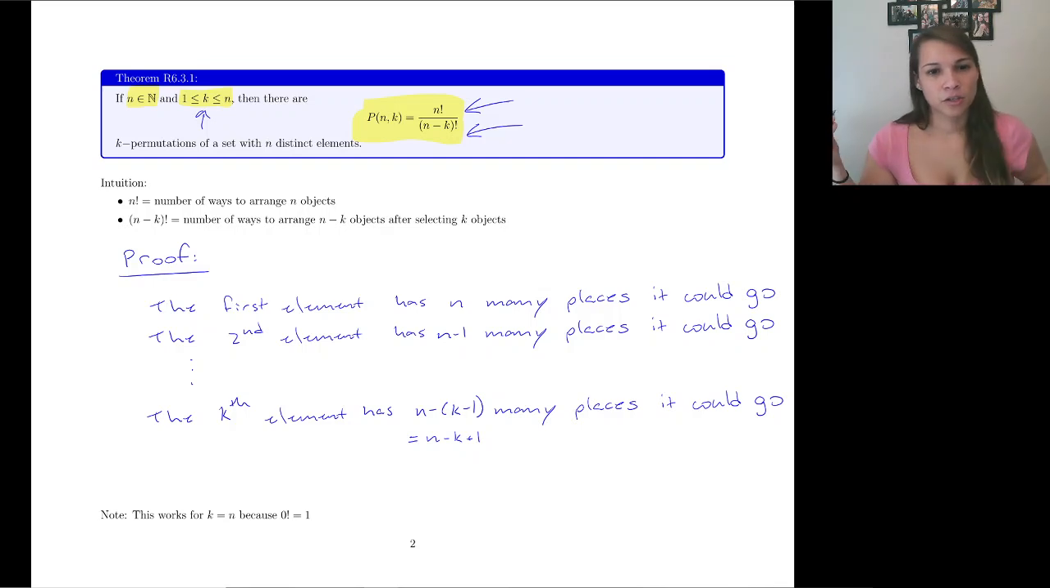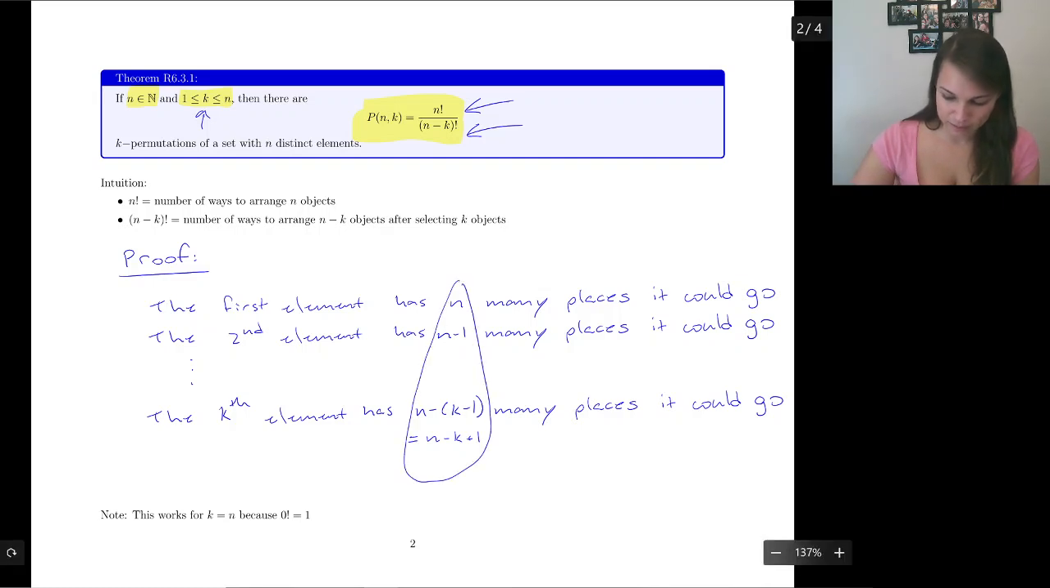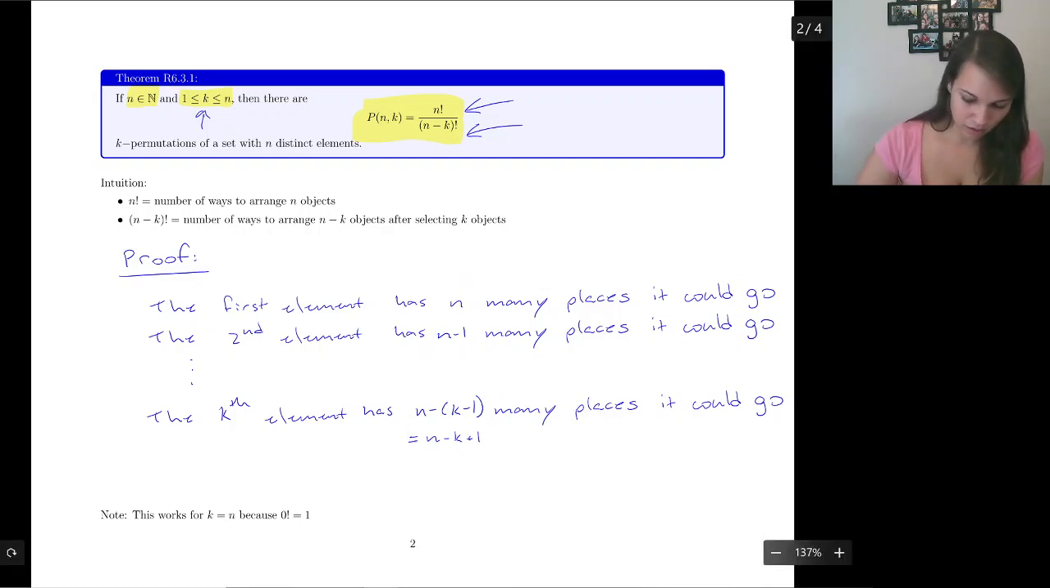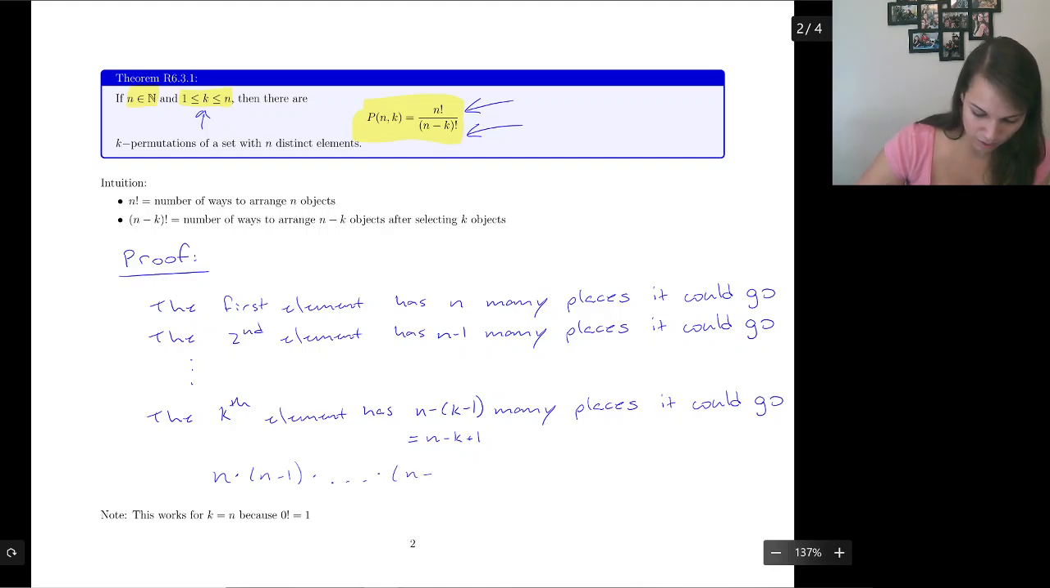All right. So now that we have this, we can do product rule. We just take all these guys and we multiply them together, basically. So the number of choices for the first one, number of choices for the second one, number of choices for the kth one.